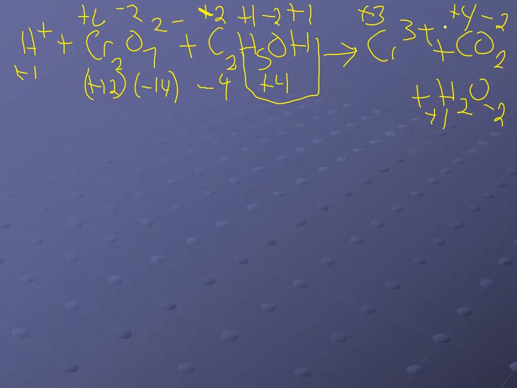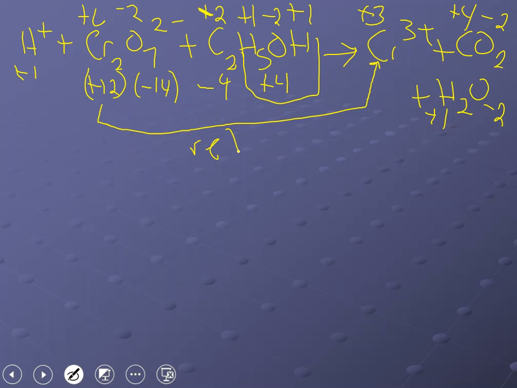Okay, so I went through the last part kind of quickly, but hopefully you followed that. Hydrogen, +1 here, +1 here, and over here it's still +1. So the hydrogen did not change. The chromium here is a +6. The chromium over here is a +3, so it changed. It went from a +6 to a +3, which means its oxidation state went down. So the chromium reduced.